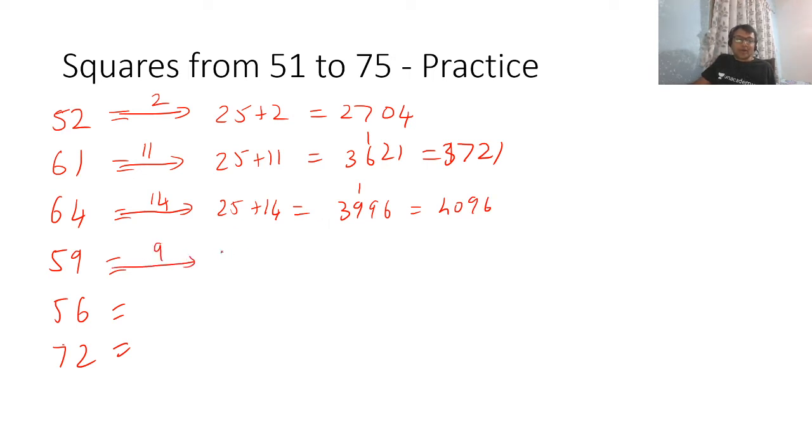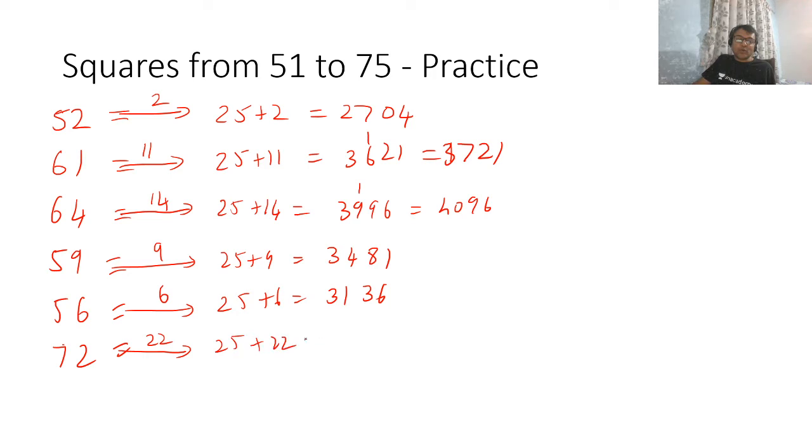59 is 9 more, so we can make out 25 plus 9 is 34, and 9 squared is 81, so 3481. 56 is 6 more, so 25 plus 6 is 31, and 6 squared will give you 36, so 3136. 72 is 22 more, so 25 plus 22 will give you 47. 22 squared is 484, so it will give you 5184. So you can make out from this that if I know the values, this can become really fast to calculate, and you can get the answer quickly. So I know I can find out the squares from 1 to 75.